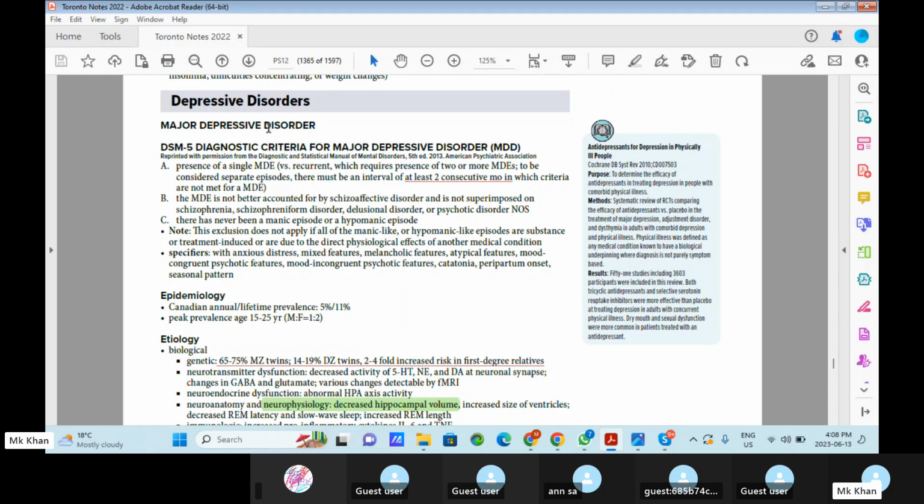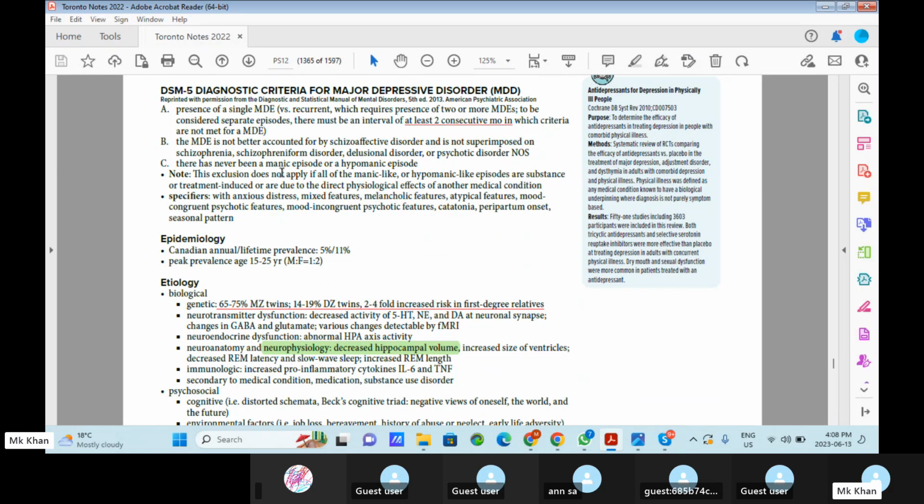So what is the difference between major depressive disorder and major depressive episode? In the episode, only a single event is present, right? But in the major depressive disorder, there must be an interval of at least two consecutive months, and two or more MDEs should be present to diagnose it as a disorder. And then the MDE is not better accounted for by schizoaffective disorder and is not superimposed on schizophrenia. So all these need to be ruled out.